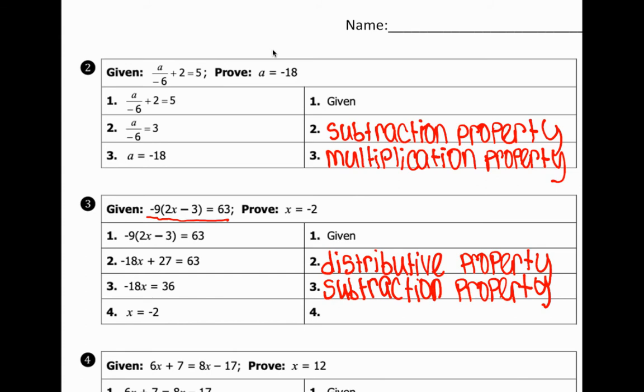And then what did they do? So they divided by -18. So that's the division property.